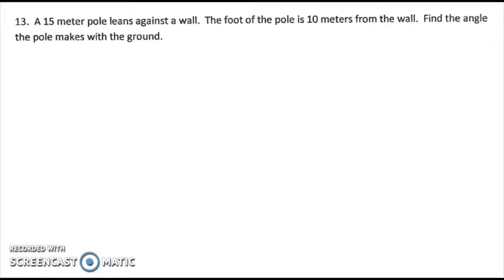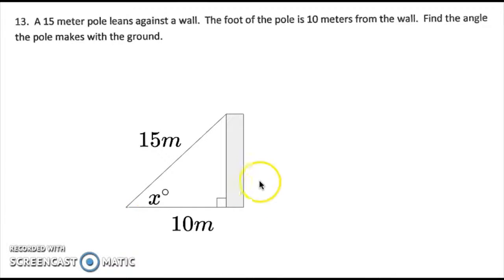13. A 15-meter pole leans against a wall. The foot of the pole is 10 meters from the wall. Find the angle the pole makes with the ground. So we're looking for the angle. So we draw our wall, and we have our pole leaning against it, and the pole itself is 15 meters long. The foot of the pole is 10 meters from the wall. So the bottom of the pole to the wall is 10 meters. And we're looking for the angle the pole makes with the ground. So that's this angle right here.